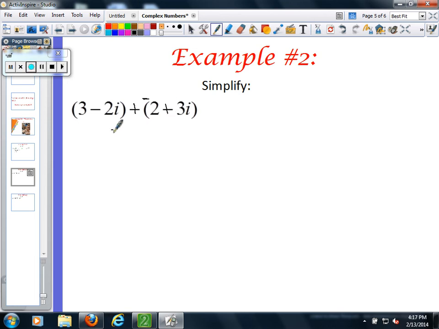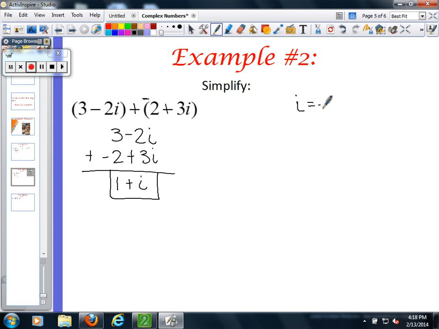And now again, I can use my stacking method if I would like. This is negative 2 plus 3i. And now I'm going to add them. That's going to give me 1, not negative 1, and that's going to give me plus 1i, or just i. And always remember again that i is the square root of negative 1.